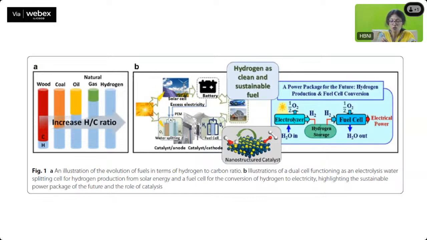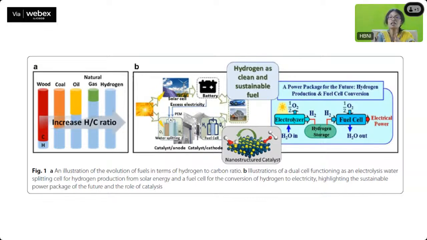And then, of course, you can have various nanostructured catalysts. And ultimately, what is the power package for the future? Which is basically you have a hydrogen storage, an ideal hydrogen storage. And how you will do it, you will have the water in, you will have an electrolyzer, it will give you hydrogen, you store the hydrogen, you pass on this hydrogen to your fuel cell, and ultimately water is going out. So this is a completely closed cycle and you have electrical power being generated. So it is an endless loop.